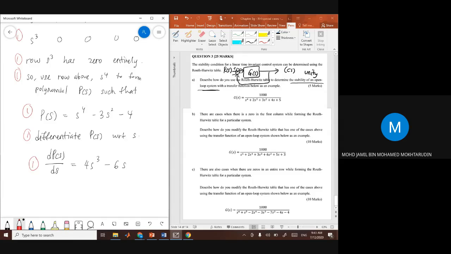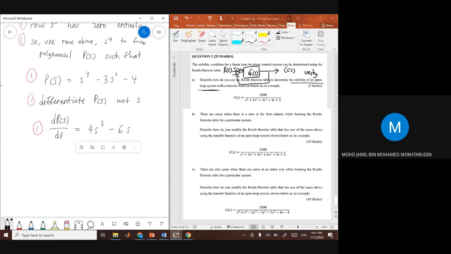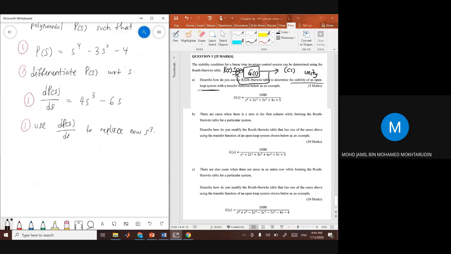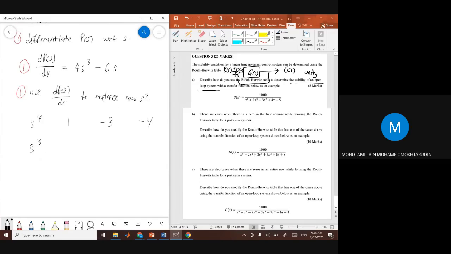Then use dPS/dS to replace row S3. Okay, so start dekat S4, 1, minus 3, minus 4. Then S3, 4, minus 6, 0. And then maybe boleh cakap continue as usual.